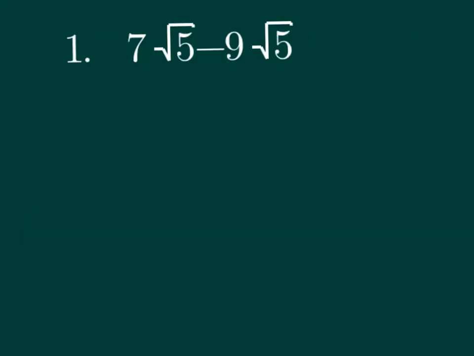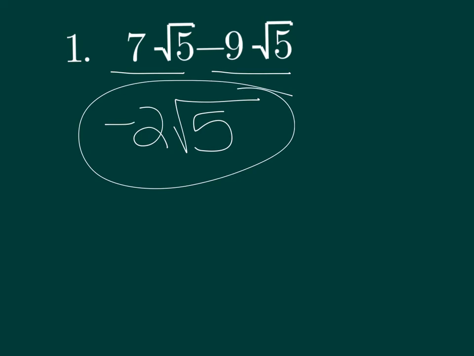Okay, so in this one, we're going to look at our radicals. So this is square root of 5 and this is square root of 5. They're the same, so I can go ahead and add or subtract in this case. So it's 7 minus 9, which is negative 2, and then square root of 5. And that's your answer.